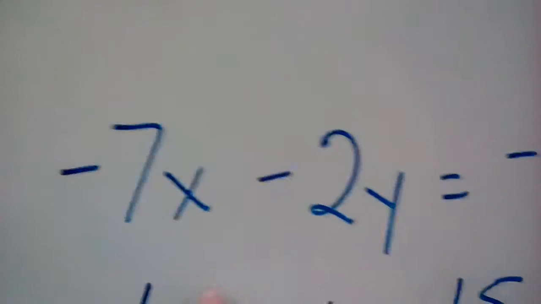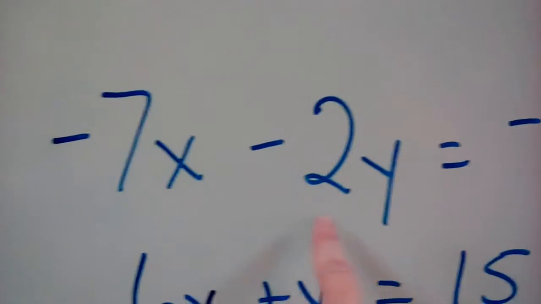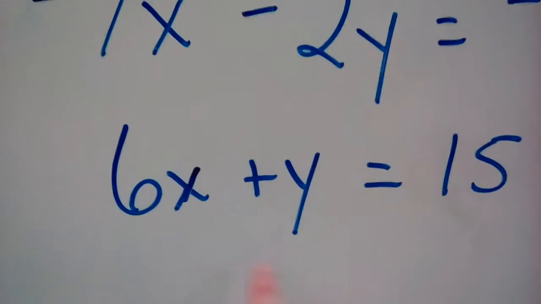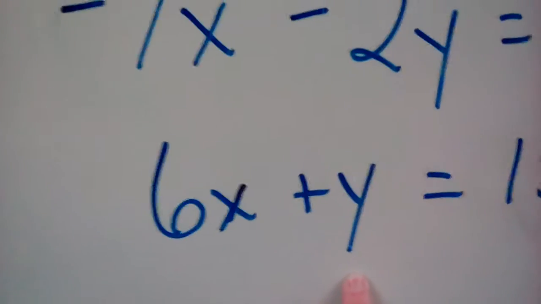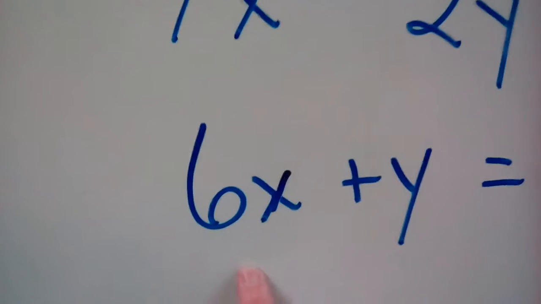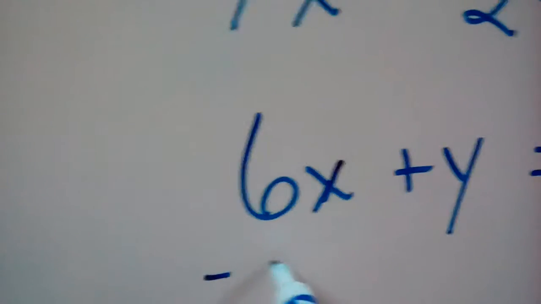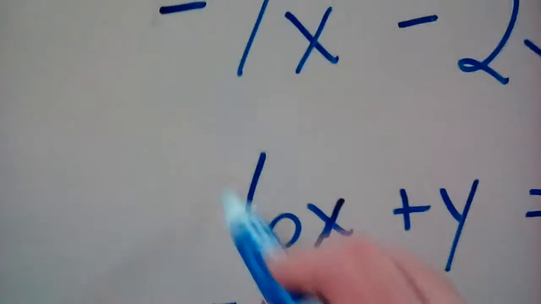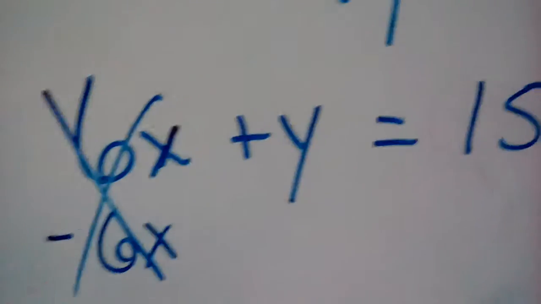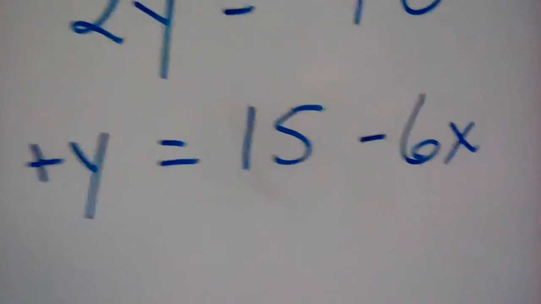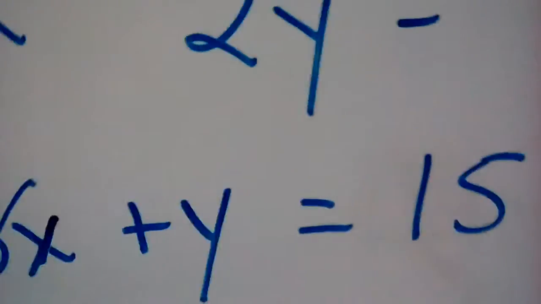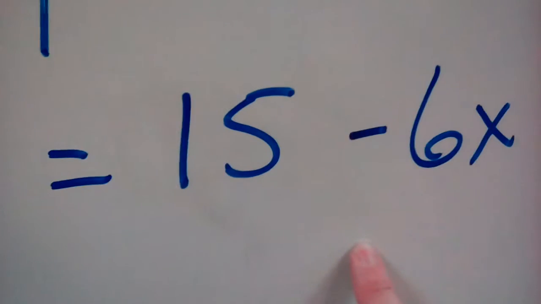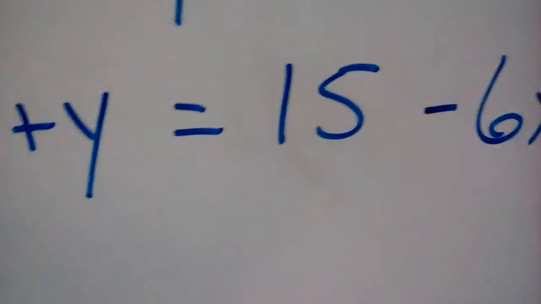Now this one looks really difficult, right? This one, you can't get any of the letters by itself. But in this equation, I can get y all by himself, right? And to do that, remember, if y wants to be all by himself, I have to get rid of this. So the opposite of positive 6x is negative 6x. So this is going to cancel out, and I'm going to move it over here. So now my new equation becomes y is going to be equal to 15 minus 6x. So that means that wherever I see a y, I'm going to put 15 minus 6x. Well, I can do that, okay?